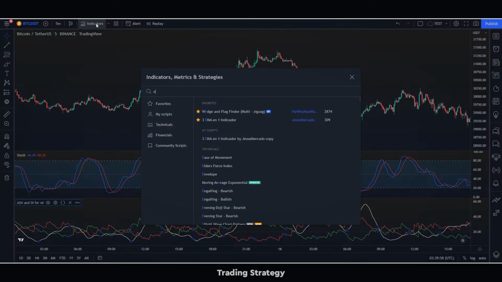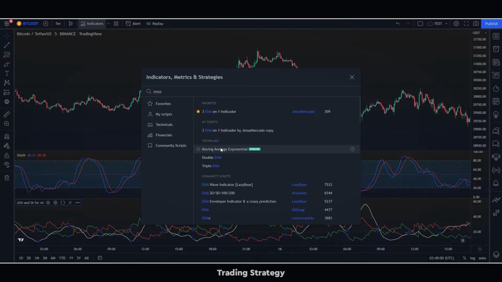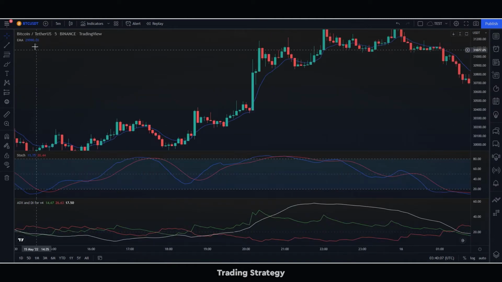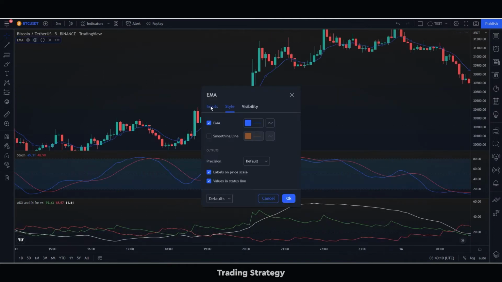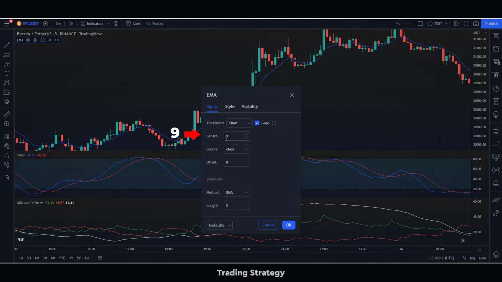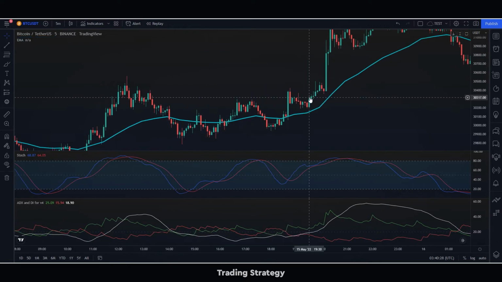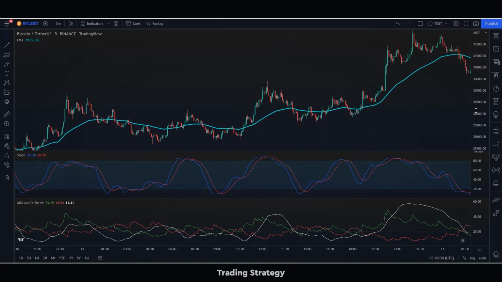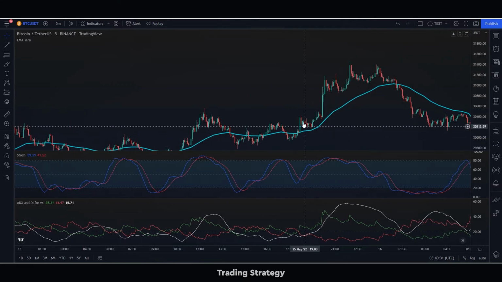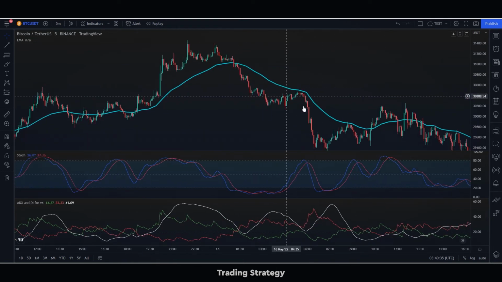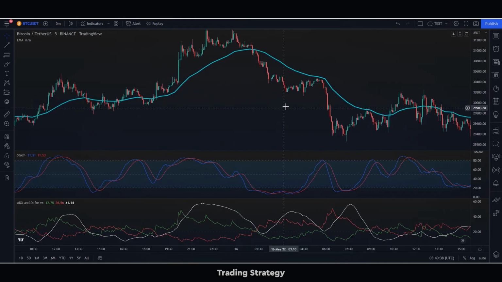Finally, we will select an EMA. This EMA, we will configure it for 9 periods on a higher chart than the one we will trade. For example, in my case, I will put it on the 30-minute chart, since I will trade on the 5-minute chart. In addition, we will change the color to light blue and the thickness to the maximum. This EMA will be especially useful, since it will act as a filter. That is, if the price is above the EMA, we will only make buy operations, and if the price is below the EMA, we will only sell.